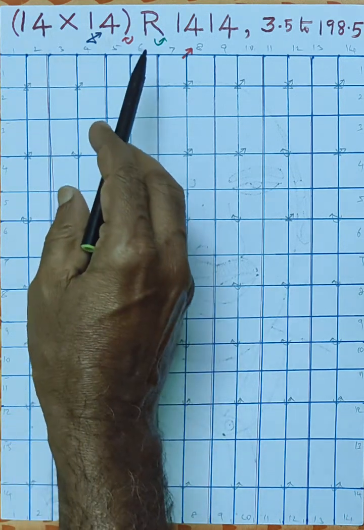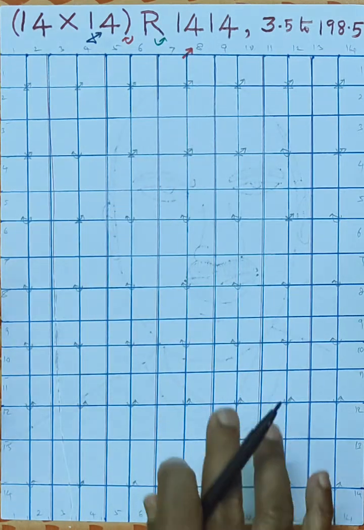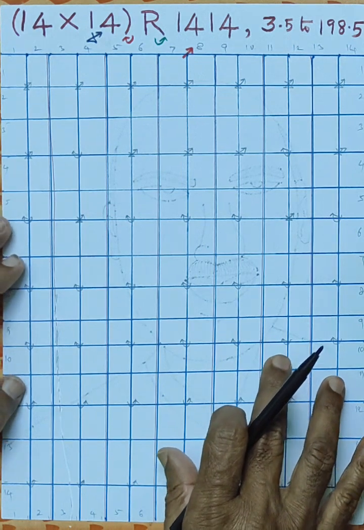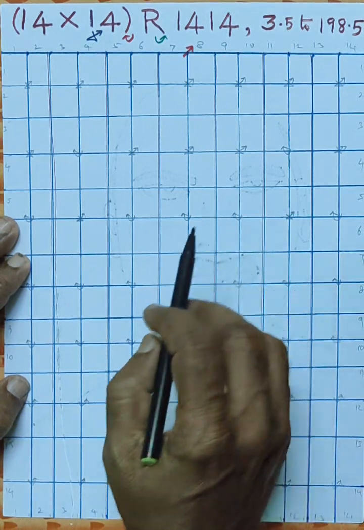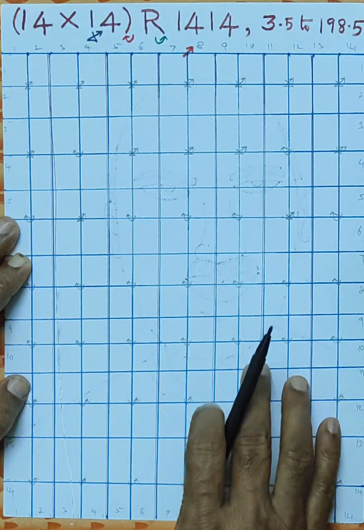The sum of any direction will also be equal to 14, 14. In this magic square table, three colors are used. See the difference between one and another, and the way of moving from one grid to another grid.